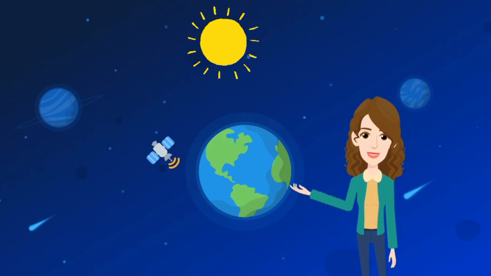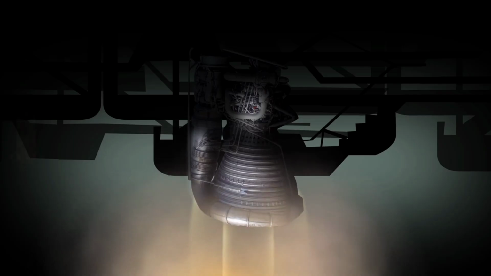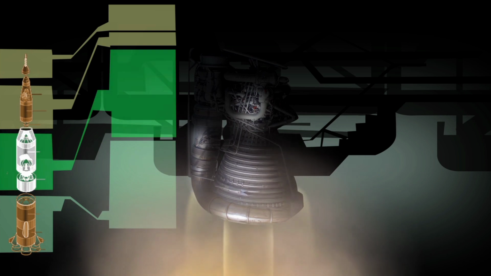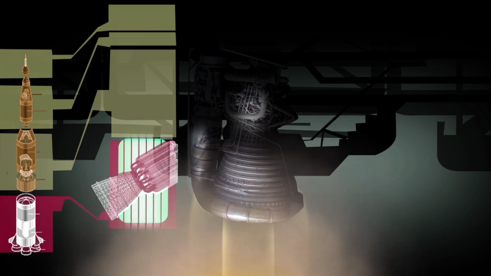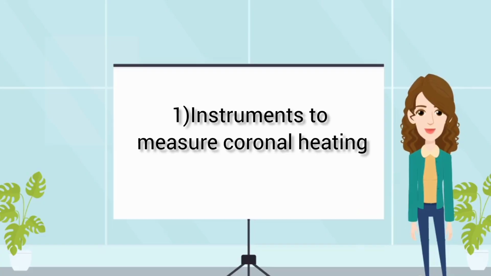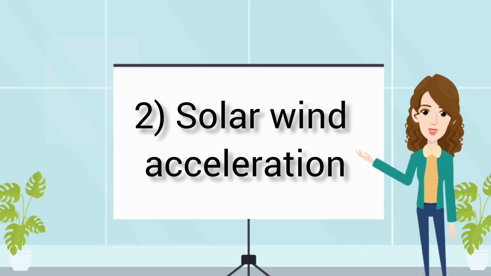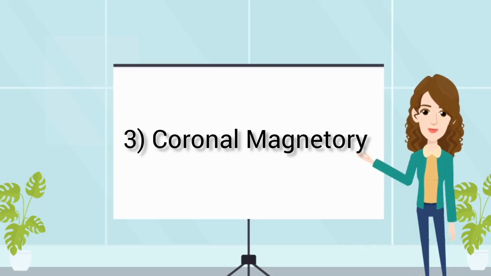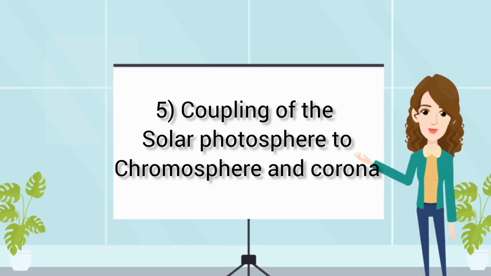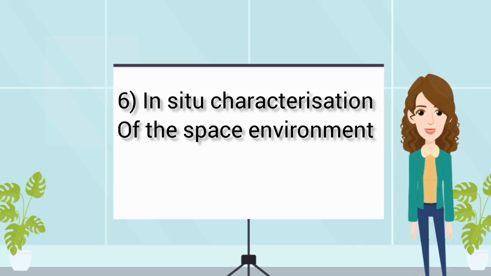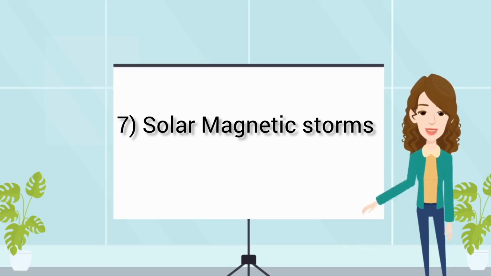Now let's see how this spacecraft will study the sun, what components are in it and what it is carrying with it. These are called payloads. This 1500 kilogram satellite carries 7 payloads with objectives of, first, measuring coronal heating. So it is carrying instruments to measure the coronal heating. Second, solar wind acceleration. Third, coronal magnetometry. Fourth, origin and monitoring of near UV solar radiations. Fifth, coupling of the solar photosphere to chromosphere and corona. Sixth, in situ characterization of the space environment. And seventh, solar magnetic storms.